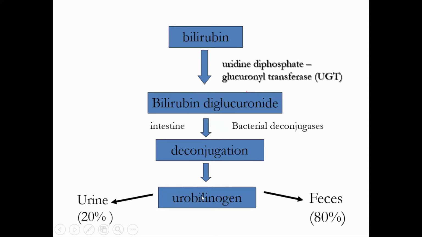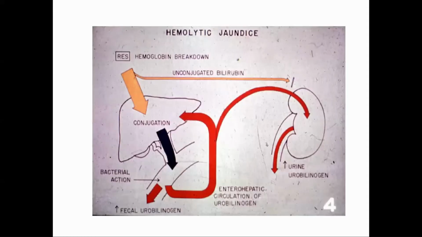So urobilinogen, which is a deconjugation form of the bilirubin in the intestine, is lost in the feces and urine. So this is the bilirubin metabolism. Now this is shown diagrammatically.